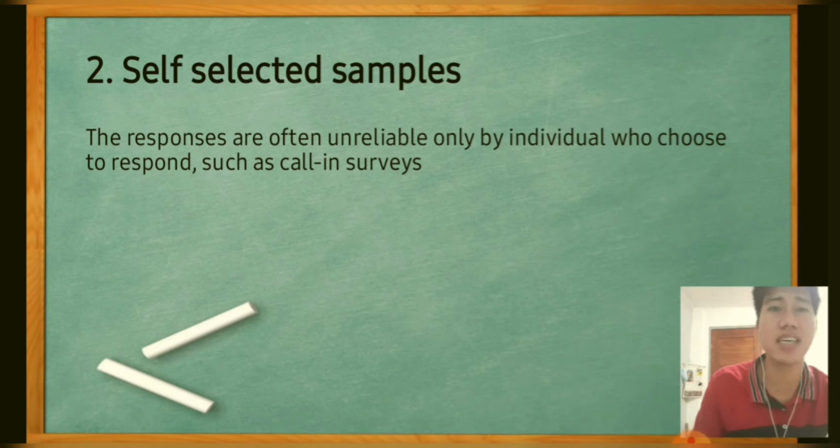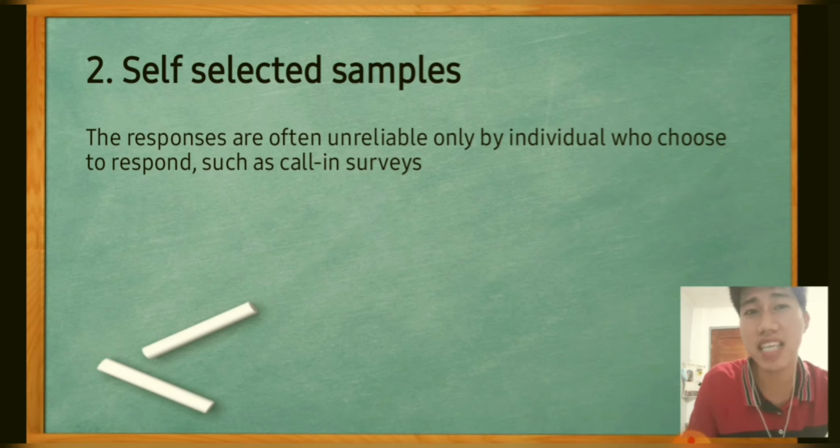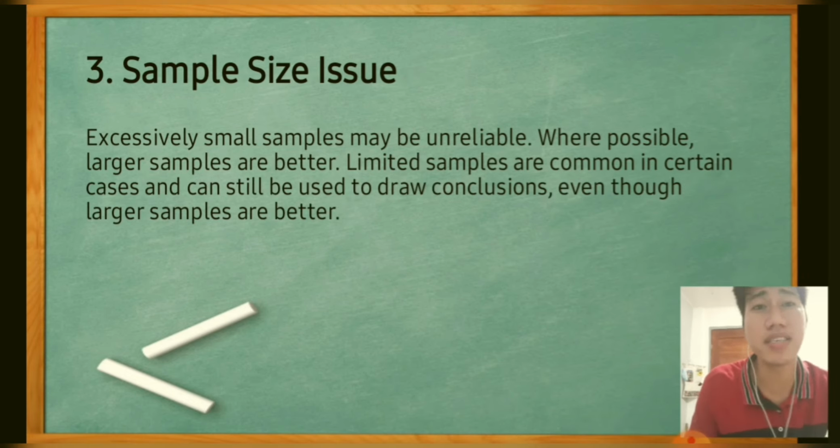The responses are often unreliable, given only by individuals who choose to respond, such as in call-in surveys. So this is a big bias because we are just letting the sample choose itself. That is a self-selected sample. That is also an error. And then next is sample size issue.